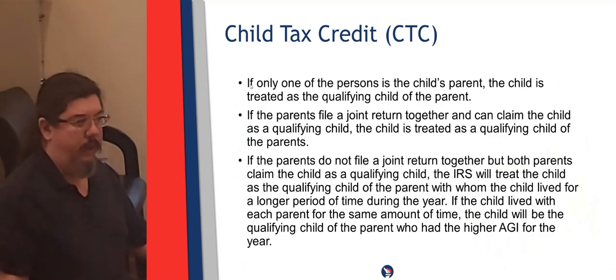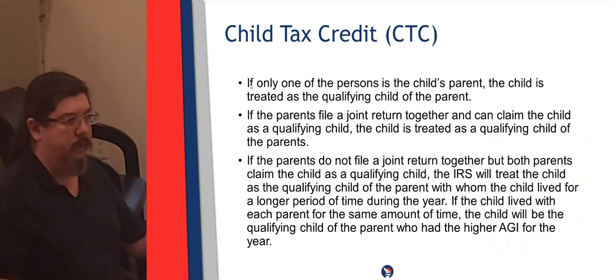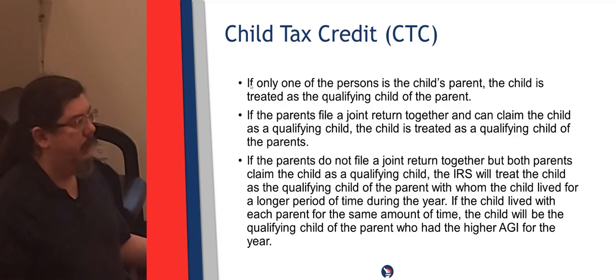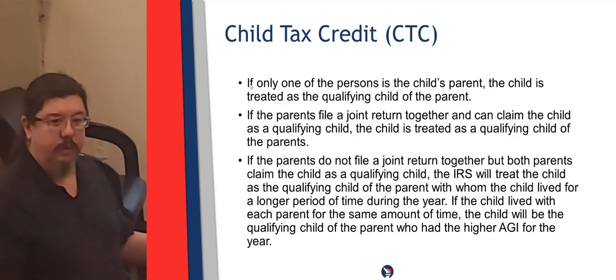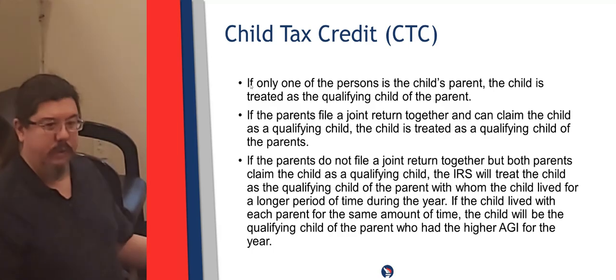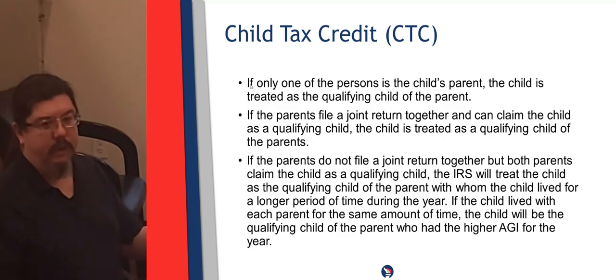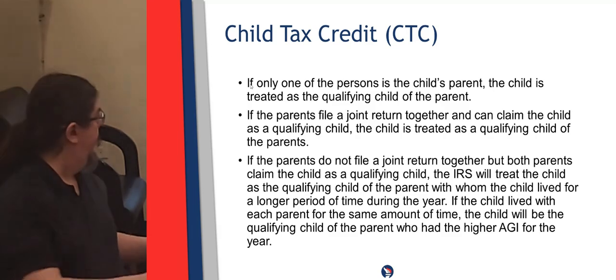If that's still tied, so the child might live with both parents. That's fairly typical when we have unmarried parents with children. Then, again, they can still choose, but if they don't agree or both try to claim the child, then it's going to go to the adjusted gross income. So the first tiebreaker is choice, second tiebreaker is number of nights, third tiebreaker is adjusted gross income.